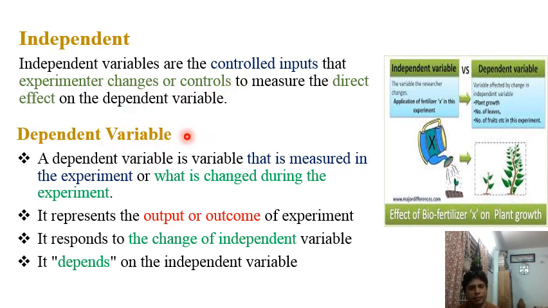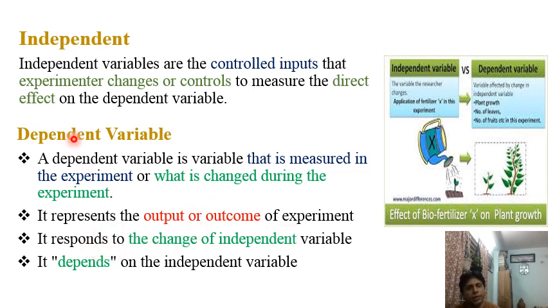What is a dependent variable? A dependent variable is a variable that is measured in an experiment, or what is changed during the experiment. If we put fertilizer, then the production will change. So these values are the dependent variable. It is the result. It represents the output or outcome. A dependent variable is generally used for representing the output or outcome.